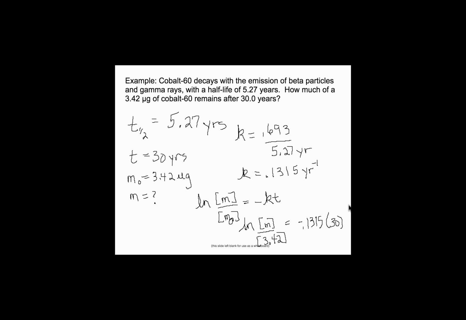Now the main thing we have to do is get rid of that natural log. The way you get rid of the natural log is on your calculator, hit the second natural log button, which makes it e to the x. So I'm going to take e to the negative 0.1315 times 30. And that gives me, I'm going to go to the next page. I'm going to rewrite this so it's not so sloppy.